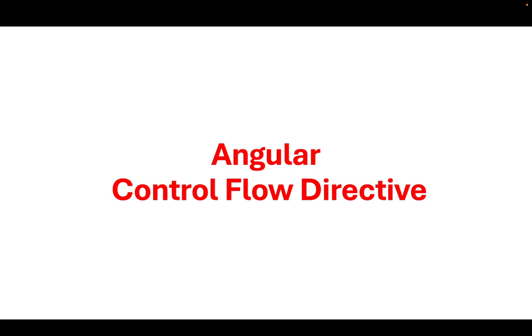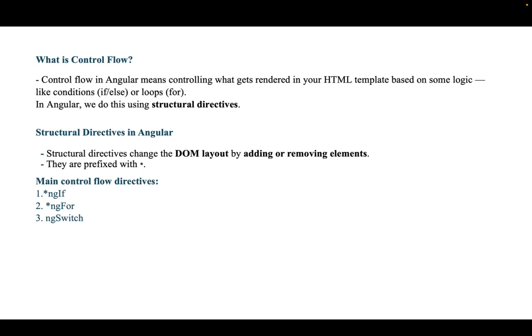So these are the three directives which we can use to control how and when elements are displayed in your component. First, let's understand what control flow in Angular is. Control flow in Angular means controlling what gets rendered in your HTML template based on some logic. You can say there is some condition, if and else, or there is a for loop, right?